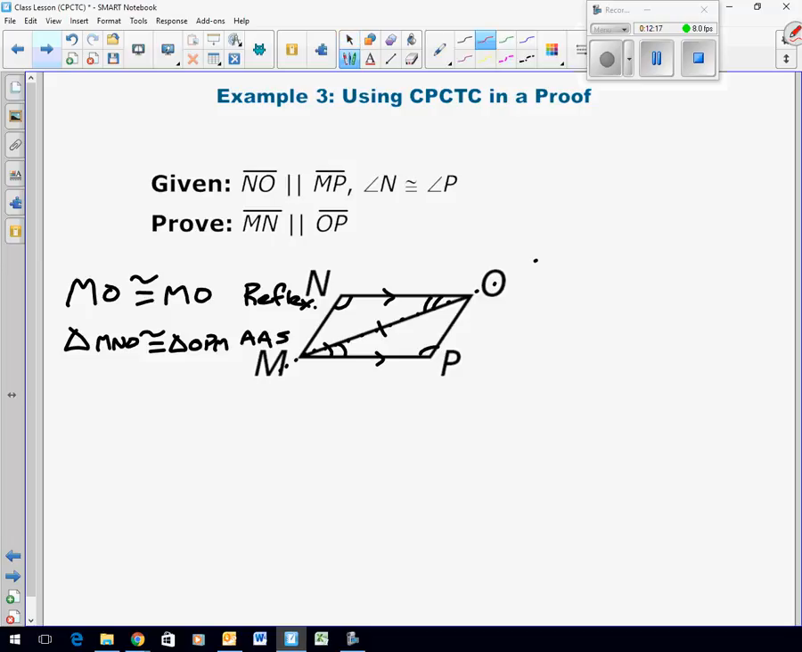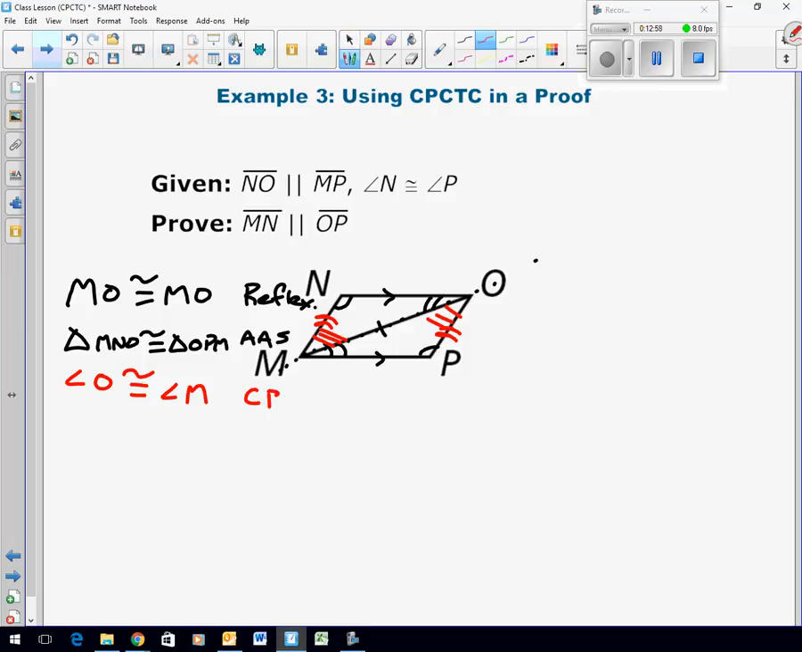CPCTC. You just answered it when you answered my question. How do I know that corresponding angles and sides of congruent triangles are congruent? Because the theorem, corresponding parts of congruent triangles are congruent, tells me that. So that means that angle O is congruent to angle M, right here. And I can use that to tell me if these alternate angles are congruent, then the sides that make them are parallel.